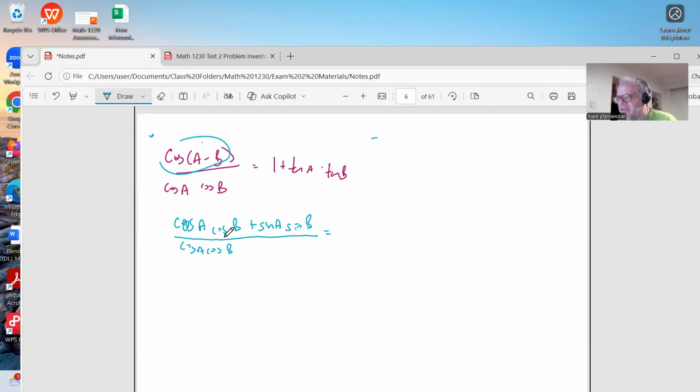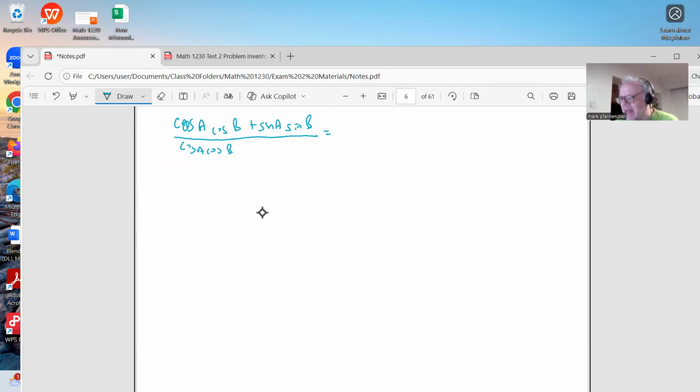What I'm going to do is divide this fraction up, and we have cosine A cosine B divided by cosine A cosine B, plus sine A sine B up on the top, divided by cosine A cosine B on the bottom. Now I'm looking at this and it's really convenient that cosine A, cosine B are sitting here. This is a fancy way to write one, right?